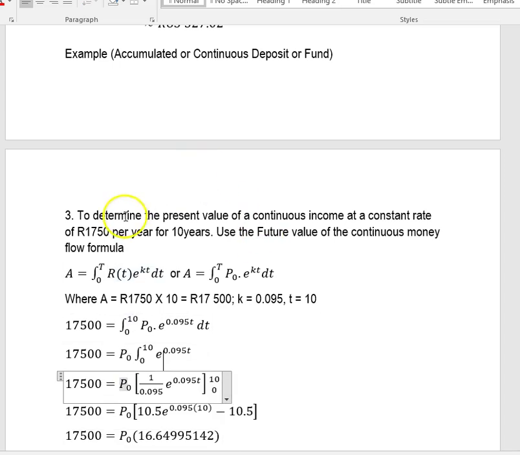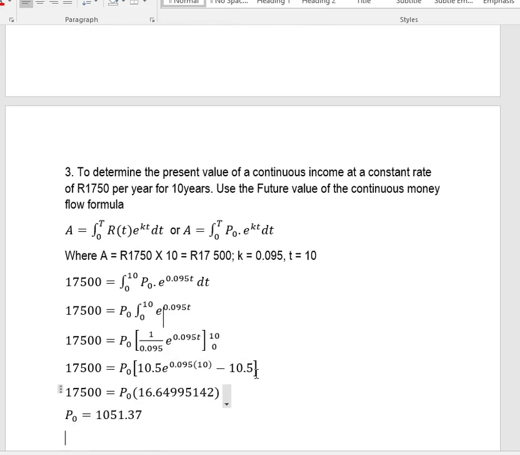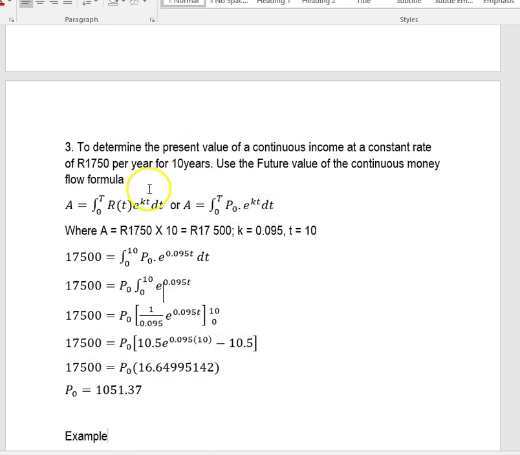Let's see this example. It says to determine the present value of a continuous income at a constant rate of 1,750 for 10 years. Use the future value of the continuous money flow, which is true. Now this question is talking about us finding how much we will have to be putting in regularly to make so much in 10 years. So it means in 10 years time, 1,750 times 10 is 17,500. That's my accumulated money I will make.